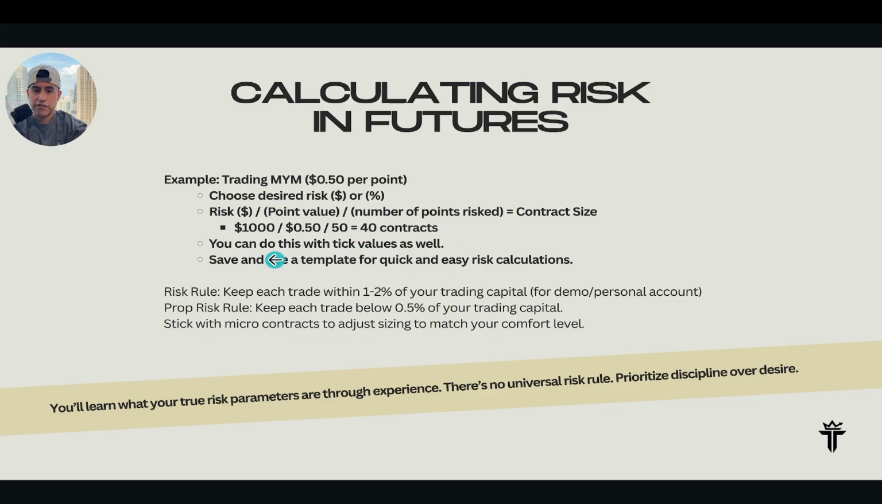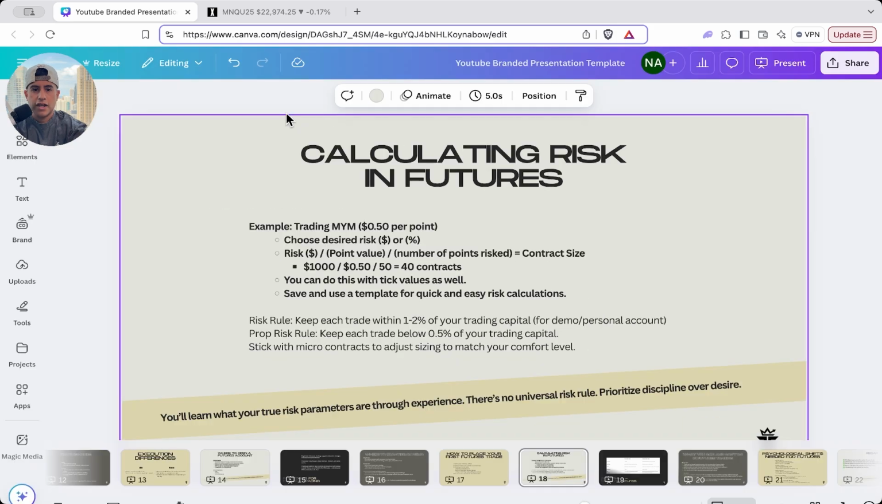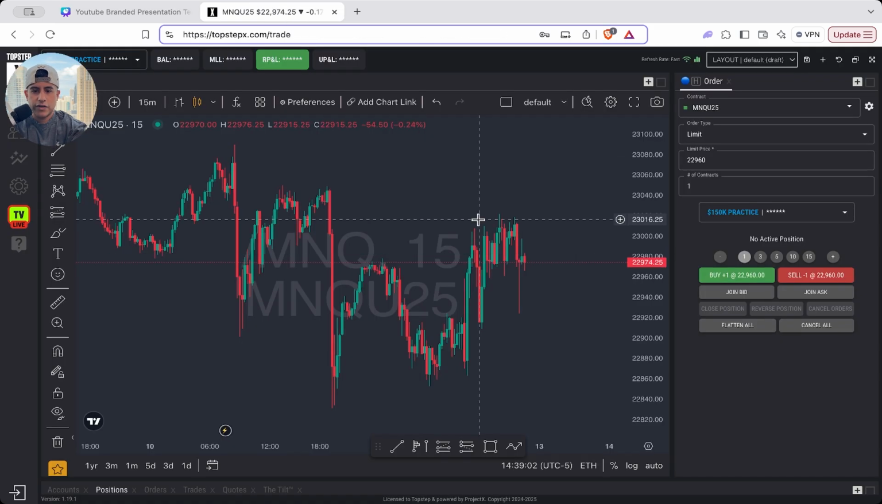You can also do this with tick values. That's a whole other thing. You can figure this out, but you can also save this and use it as a template for quick and easy risk calculations. And you know what? I'm going to do this for you guys really quickly. I'm going to do an in-depth version of this in a future video, but I'm going to give you a quick little shortcut. And I'll leave the rest to you guys.